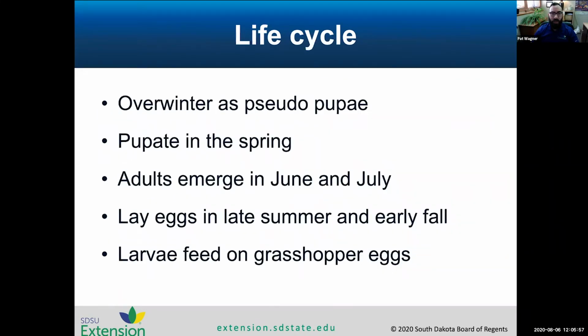So just talking about the life cycle here, for blister beetles, they're going to overwinter as what we call a pseudo-pupae, which that pseudo is basically like a pre-pupa. The pupal form is kind of that transitional stage between a larva and an adult. So they're in that pseudo-pupa for the winter, and then when it starts to warm up there in the spring, they're going to finish that pupation process, and then they're going to emerge as adults.